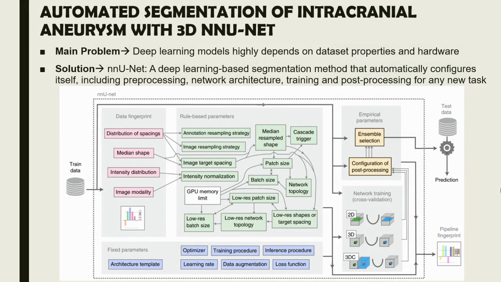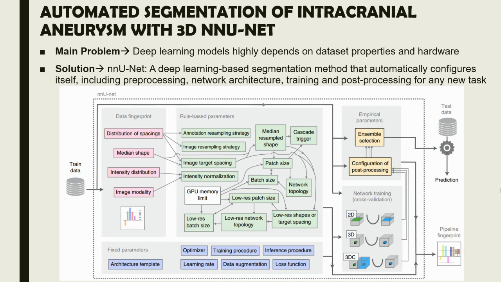Recently, deep neural networks have shown great potential for medical image analysis, especially for the segmentation task. However, the main problem of deep learning models is that they depend on dataset properties and hardware configurations. It means that by changing the dataset, you have to change many things inside the model, from the network topology and architecture, to some hyperparameters such as the patch size and batch size, and doing some pre-processing steps. To address the problem, nnU-Net has been proposed.